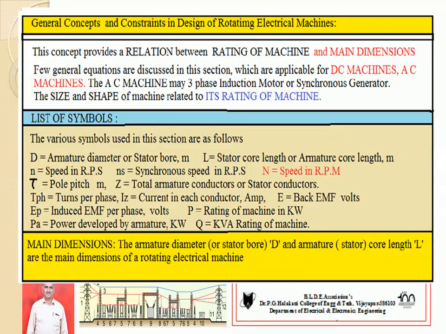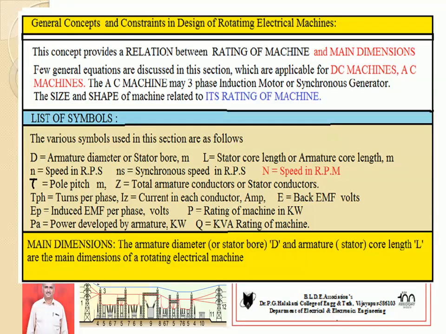So tau be the pole pitch, in meters. This pole pitch equals pi D divided by P. And Z be the total number of armature conductors or stator conductors. TPH, number of turns per phase. Iz, current in one conductor or current in each conductor, in amperes. E be the back EMF, and EP be the induced EMF per phase, in volts.